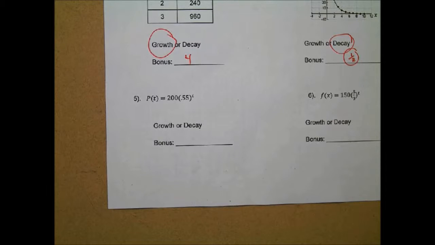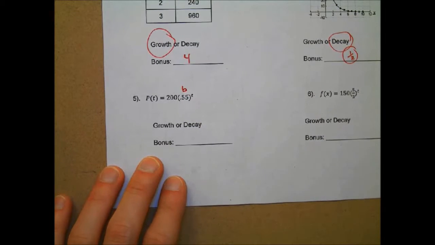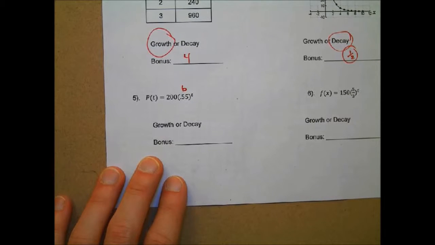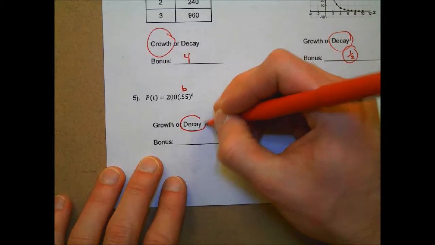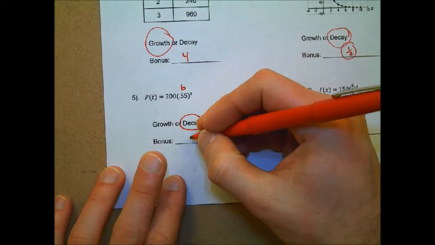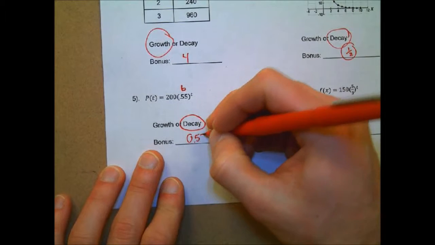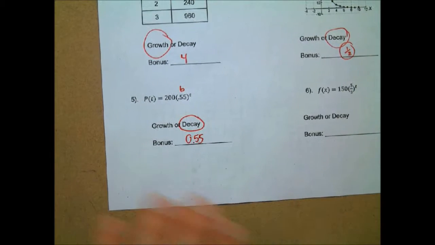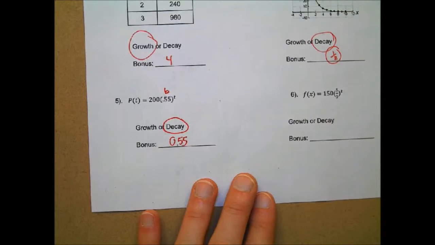Growth or decay? Decay. I think it's growth. I got decay. Okay, right. It's the b value here that we're multiplying by every time. It's got the exponent, so we keep multiplying by 0.55. What about this indicates it is a decay? It's just 0.55, because it's less than 1 but greater than 0, right? And so our bonus here is going to be the 0.55, the b value. Okay? Okay? Yes, you're on a roll.